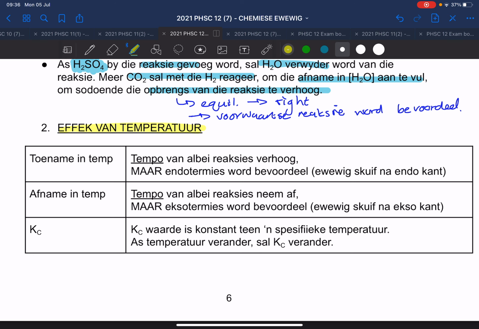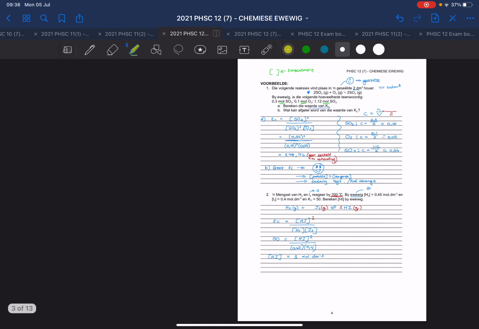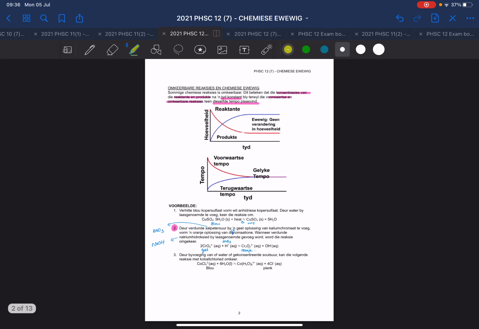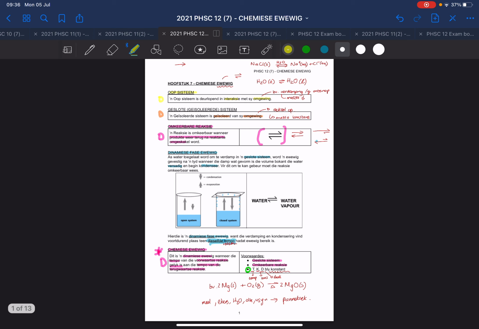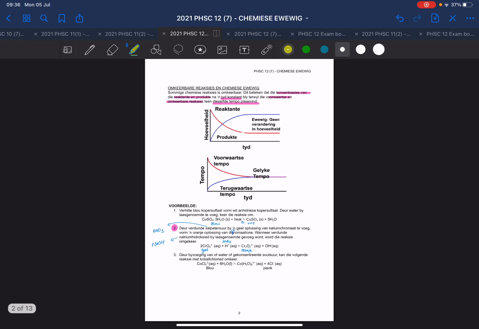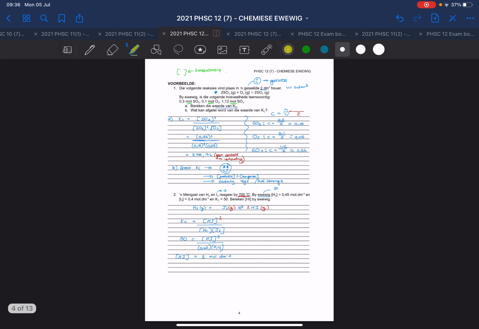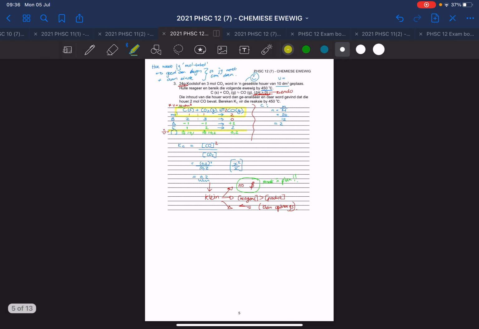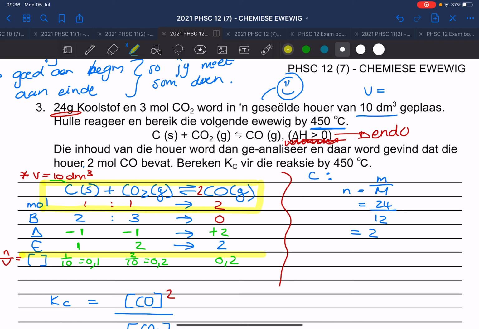Okay? Maar ons het gesê in 'n vorige bladsy, waar het ek hom gesê? Nie noodwendig nie, maar ja, waar het ek dit gesê? Ewewig. Is it maybe I said this here, I can't remember.